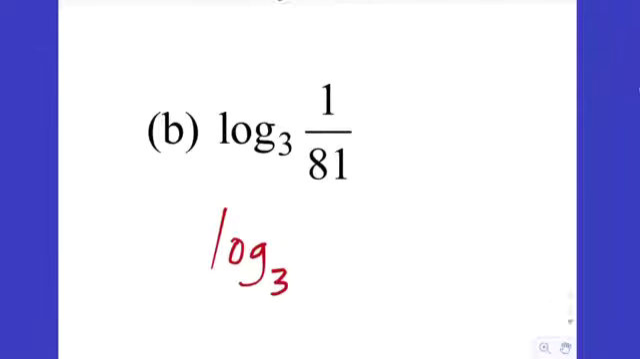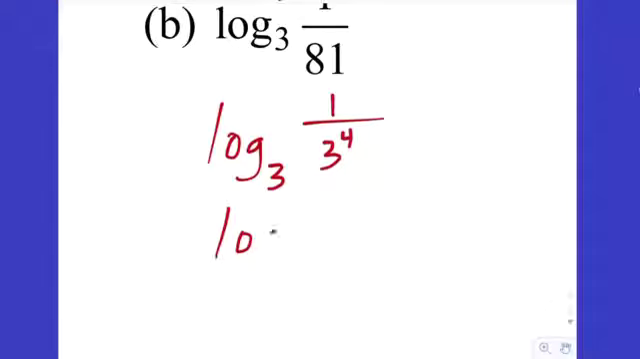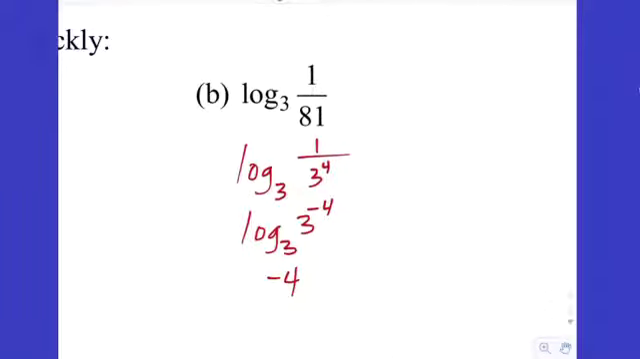Now, if you're not quite sure, do it in baby steps. 81 is 9 times 9. That's 3 times 3 times 3 times 3, or 3 to the 4th. And now if you want to bring it to the top, that's 3 to the negative 4th. So your answer should be negative 4. So again, reinforcing it, log base 3 of 1 over 81 is equal to negative 4 because the base 3 raised to that log exponent power of negative 4 gives you the argument of 1 over 81.